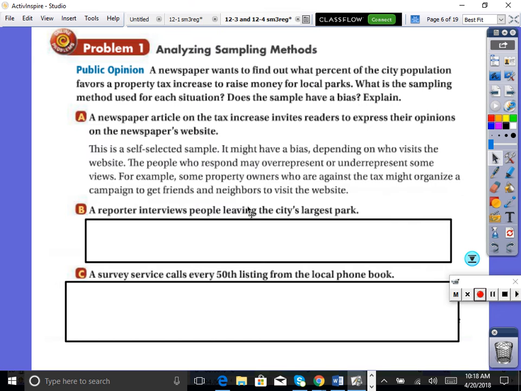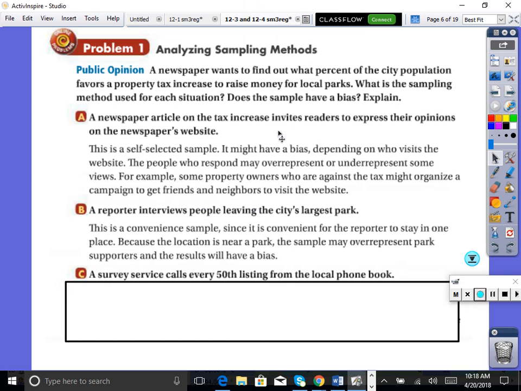A reporter interviews people living in the city's largest park. Convenience. That is a convenience sample. Why would that create bias if they're trying to see if people want to increase their taxes for a park renovation? They're at the park. Do you think people at a park are going to be more inclined to say, yeah, let's increase taxes? What about the people who don't go to the park? You're underrepresenting them. Okay, next one.